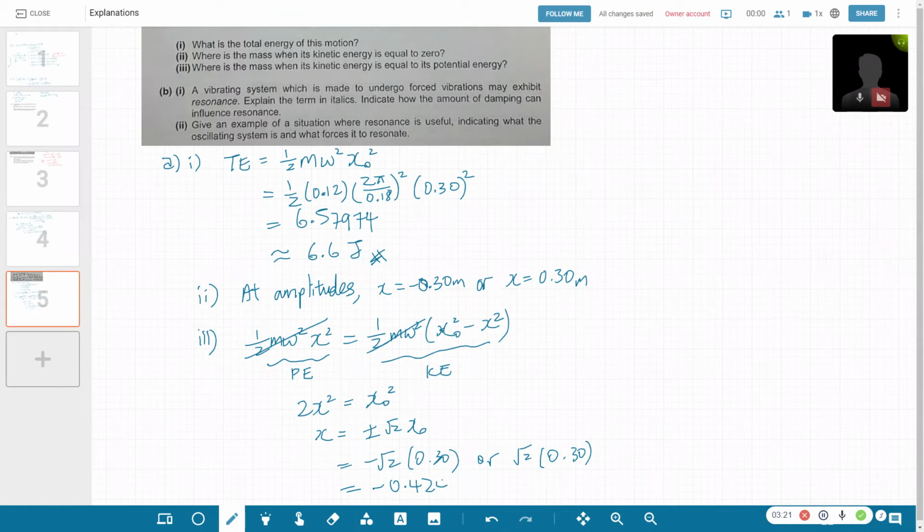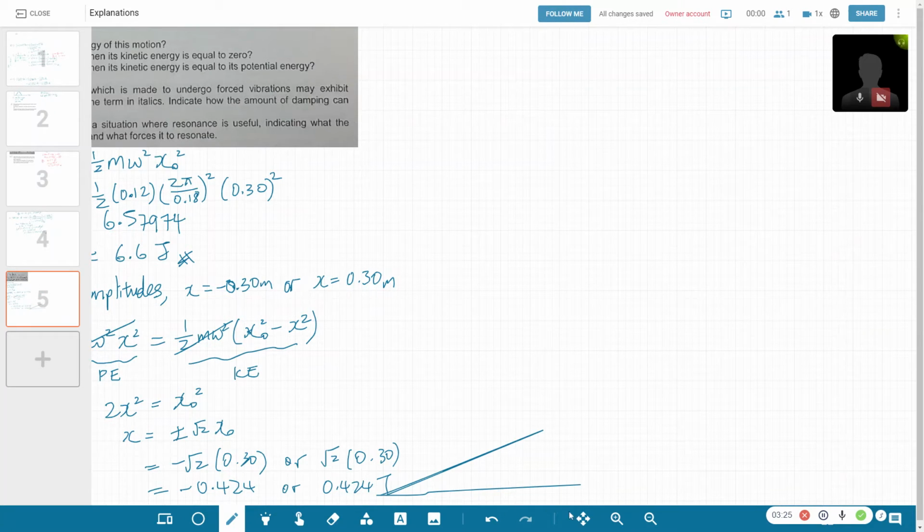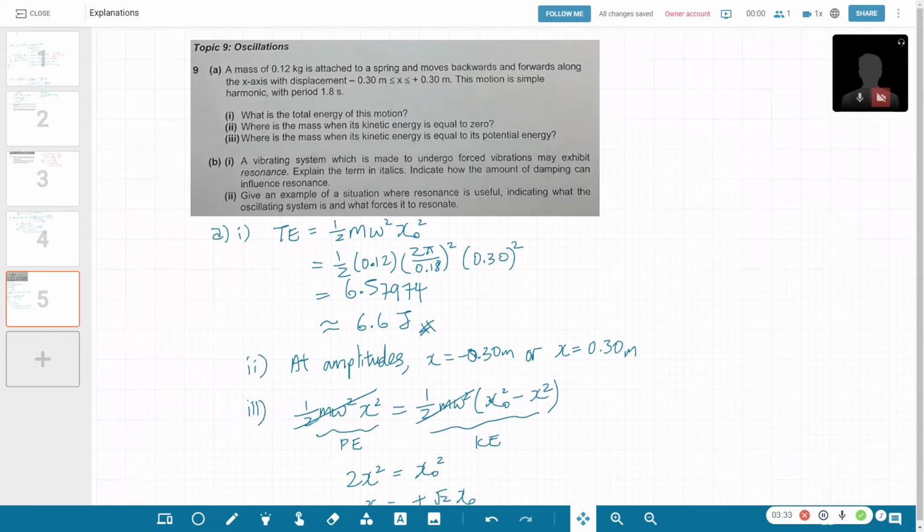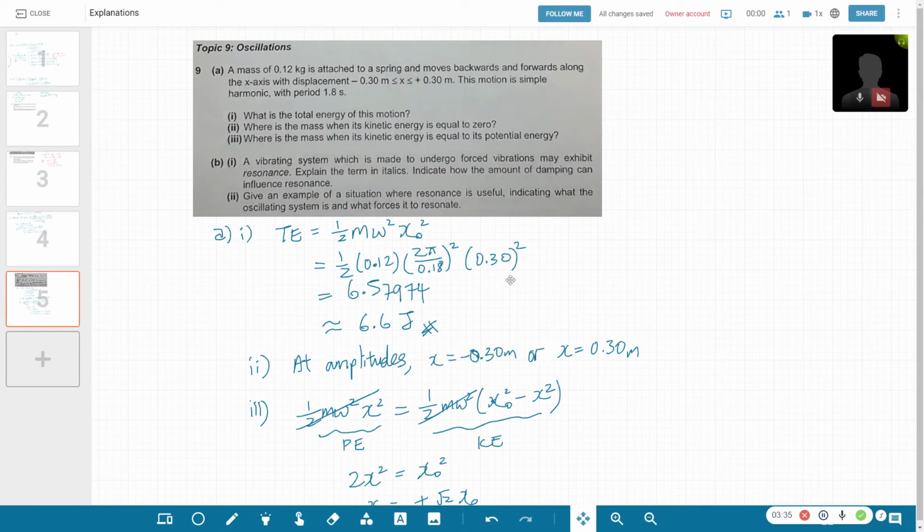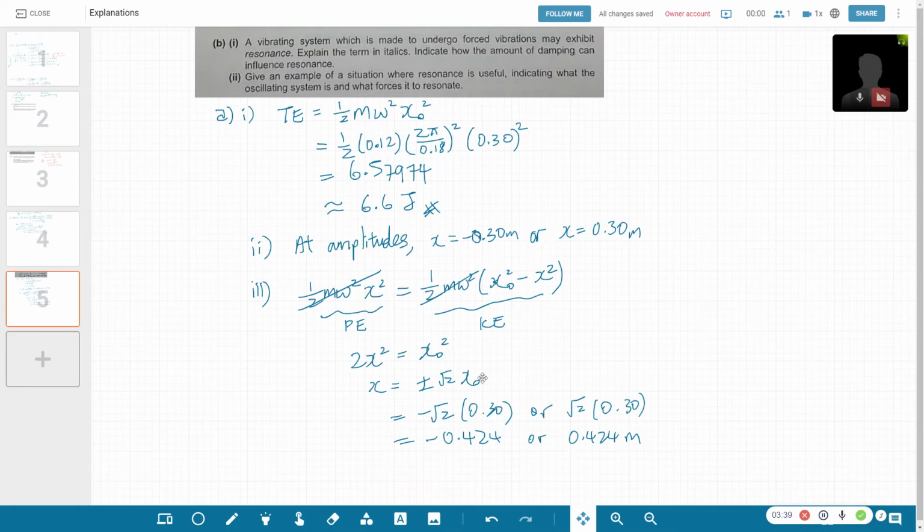Negative 0.424 or 0.424 joules. So not joules, meters. Wait, I think there should be a careless mistake because it should be within 0.3. So we need to find the careless mistake. It's actually when I bring over, it's 1 over root 2. So that's where the careless mistake is. So you can see sometimes the careless mistake is pretty obvious and we need to keep checking.